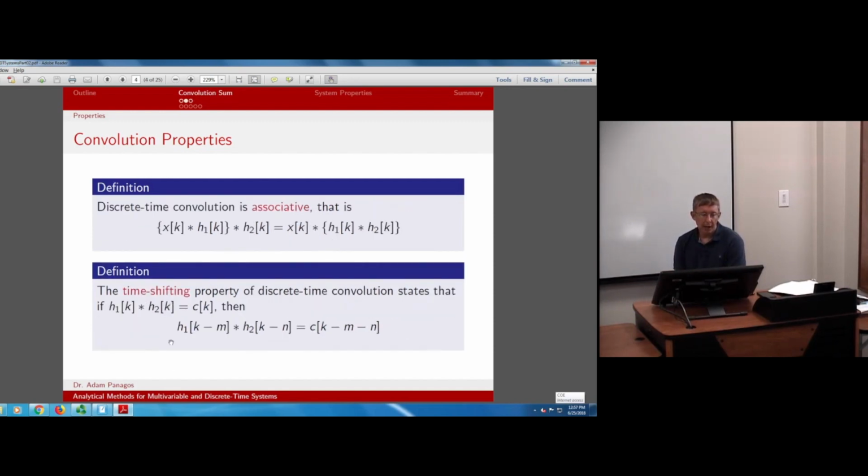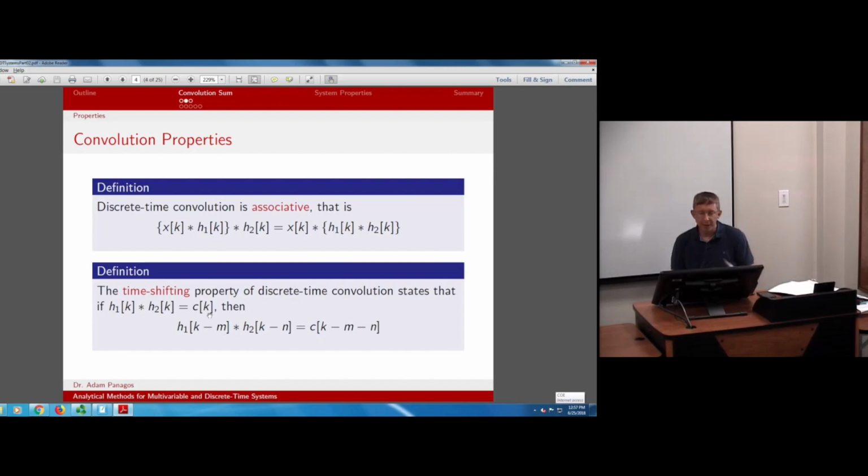Time shifting tells you what happens if you know the convolution. So let's say I know that H1 convolved with H2 gave me this new signal C. And then I come along and tell you, well, I don't want to compute this convolution. I want you to compute the convolution of a time-shifted H1 and a time-shifted H2. This time-shifting property says that's not all complete rework. All you have to do is take your original answer and shift it a total amount of minus m minus n. So whatever these got shifted by, add up those shifts, and then take C and shift it by that amount. Make sense to everybody?